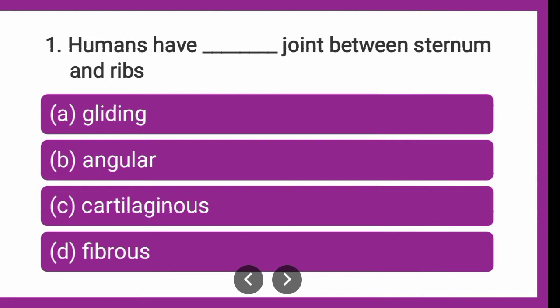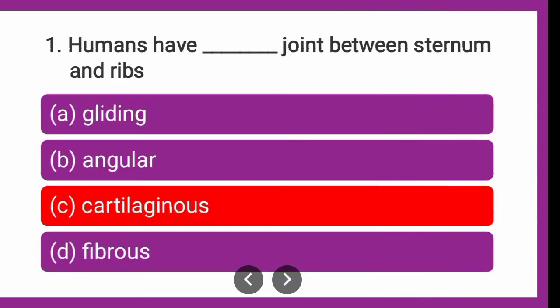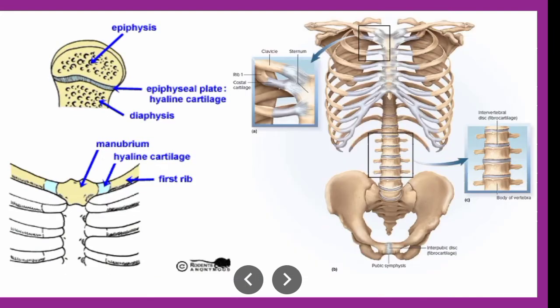Now, the joint between the sternum and the ribs, first of all, you are supposed to see that the sternum, this one, and these are the ribs. So the joint between the sternum and the rib, you can see this diagram here, the sternum and the ribs joint, this is joined by hyaline cartilage. Since it is hyaline cartilage, the correct answer is cartilaginous, because it is joined with the cartilage.